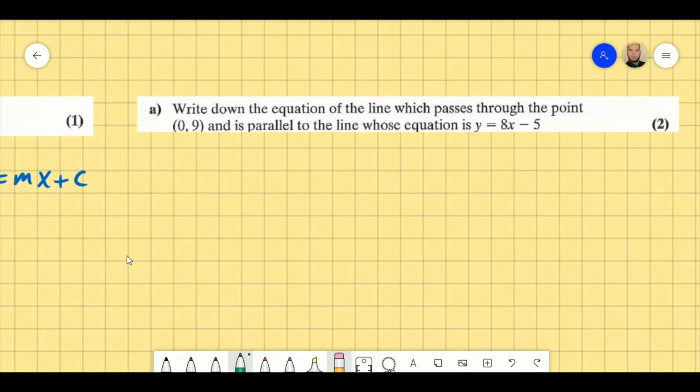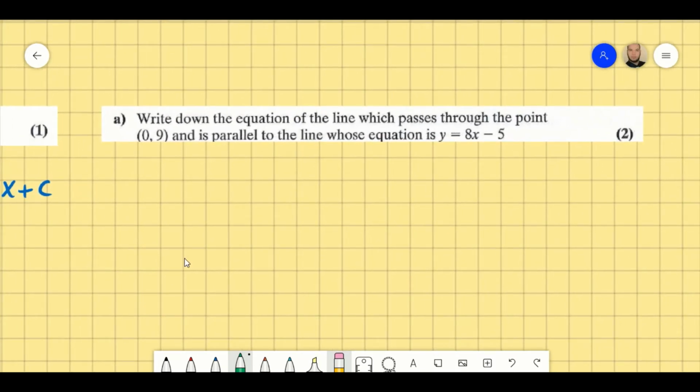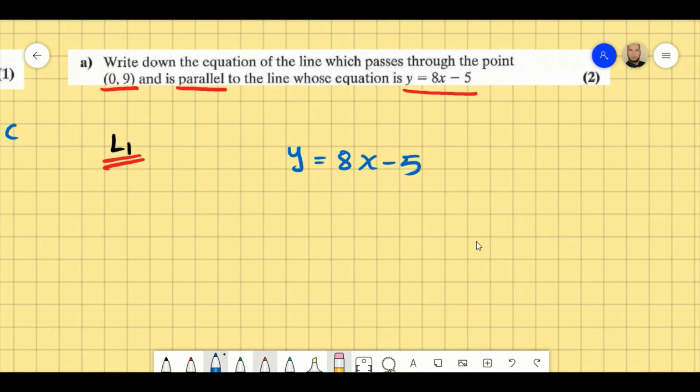اوكي. طيب نروح للكويستشن اللي بعد كده. Write down the equation of the line which passes through the point 0,9 and is parallel to the line whose equation is y equals 8x minus 5. يبقى أول حاجة يا شباب line 1 أهو. y equals 8x minus 5. أوكي. طيب ده معناه ايه؟ الحمد لله this equation is written in the standard form y equals mx plus c. لا ده تمام التمام. Okay, so what does that mean? It means that m1 is 8.